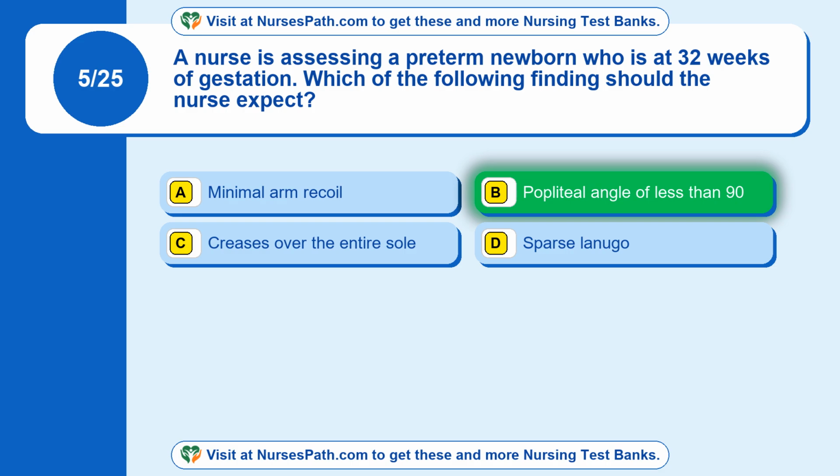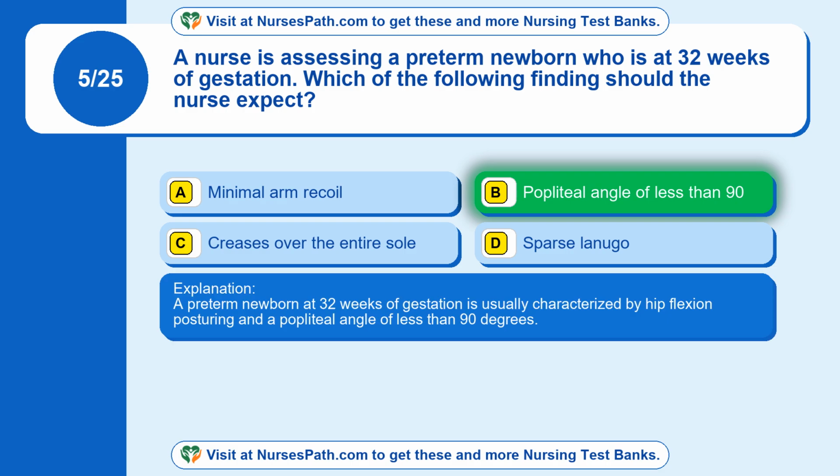Popliteal angle of less than 90. A preterm newborn at 32 weeks of gestation is usually characterized by hip flexion posturing and a popliteal angle of less than 90 degrees.